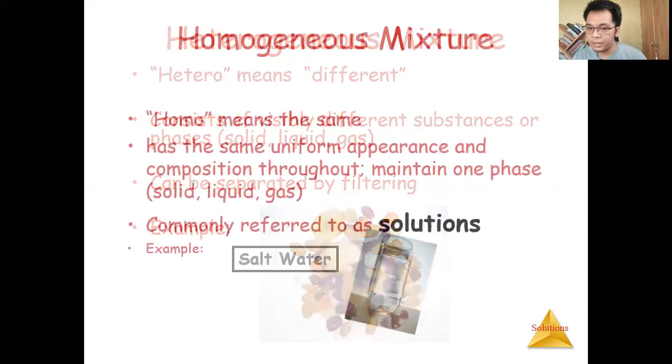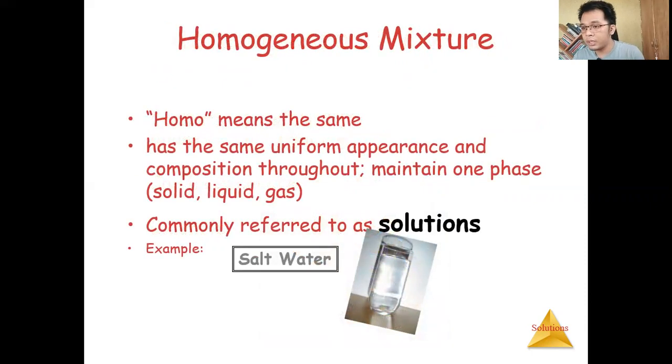And then the other type is the homogeneous mixture, which means the same. Let's say the sodium chloride solution: when you mix salt and water, the salt is not visible in the water because the dissolution process occurred. It is a homogeneous mixture because it maintains one phase, which is the liquid salt water. It is commonly referred to as a solution. So this is the focus of our lecture for today, the solutions.